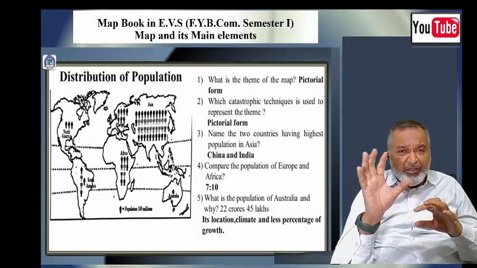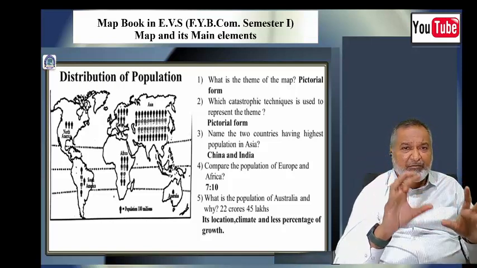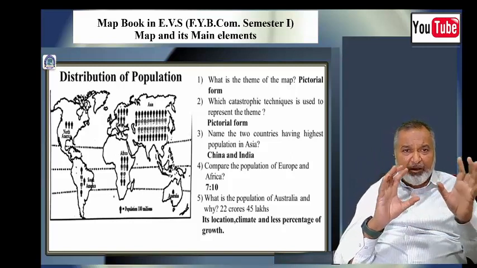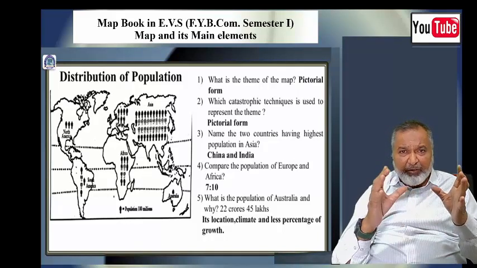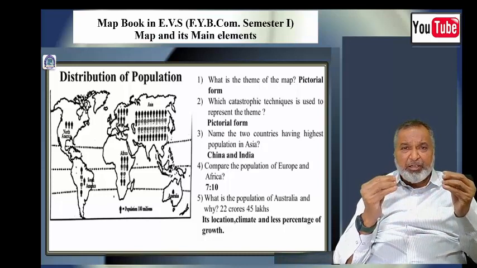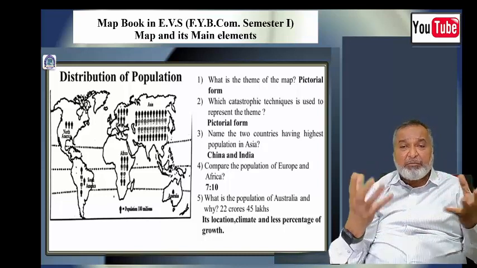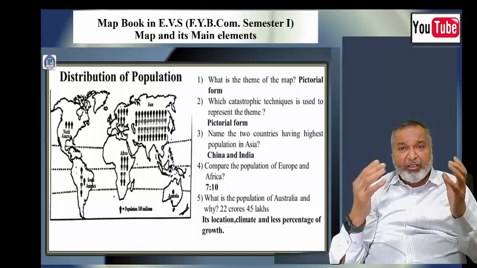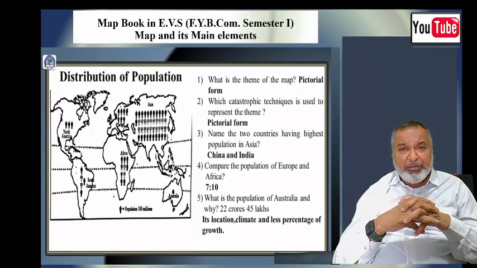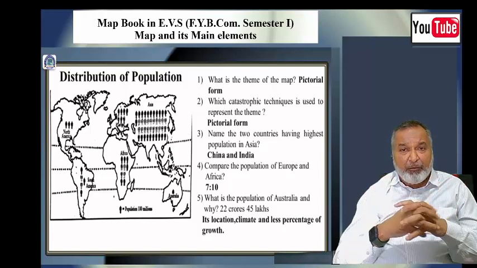So after Asia, then we have Africa, then Europe, then North America, then South America. So this is what we have in the map. Here we have this particular question that is asked: what is the theme of the map? That is a pictorial form. Then the next one: which cartographic technique is used to represent this graph? That is a pictorial form.